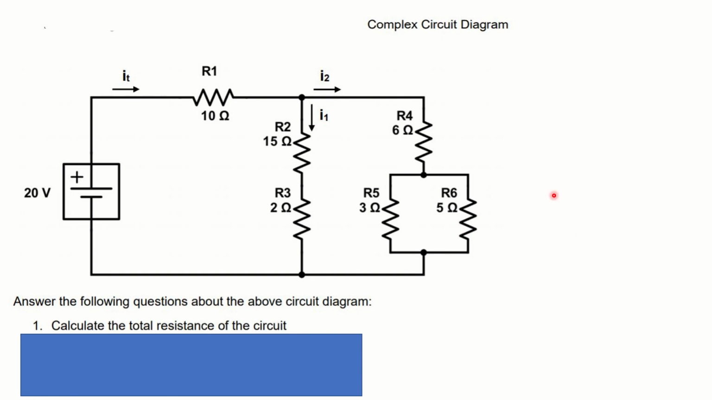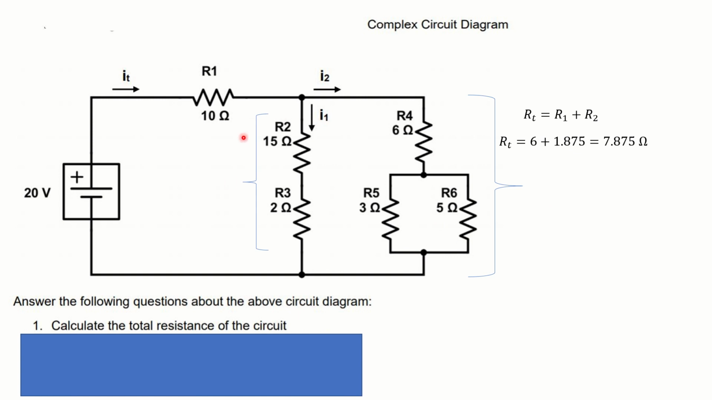Then we want to move on to this whole section, R4, R5, and R6. We've calculated R5 and R6 put together, so we already know what that section is, and that section is in series with R4, and the rule for resistances in series is we just add them up. So we've got R4 plus R5 and R6, and that ends up being 6 ohms from here, plus 1.875 from our previous calculation, giving us 7.875 for this section here.